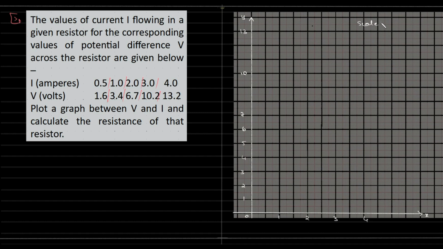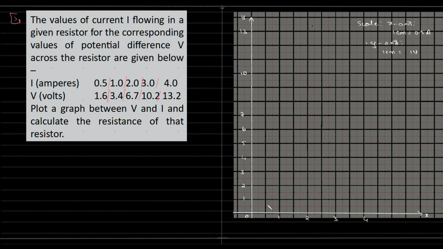You guys can mention X axis: 1 centimeter is 0.5 amp. Y axis: 1 centimeter is 1 volt. Okay, now it's just a matter of plotting.